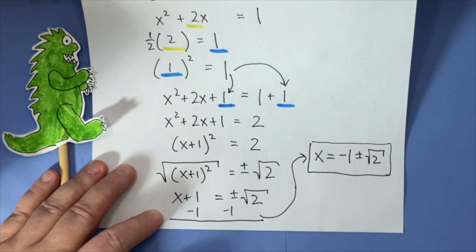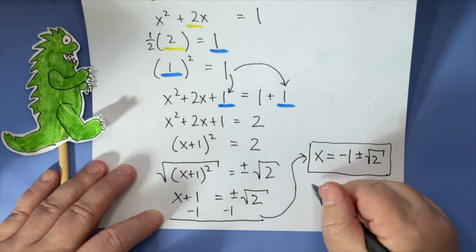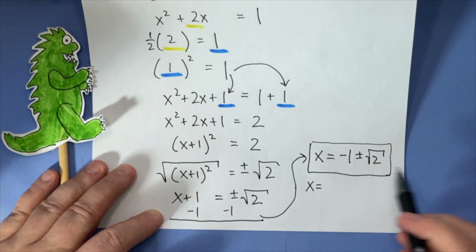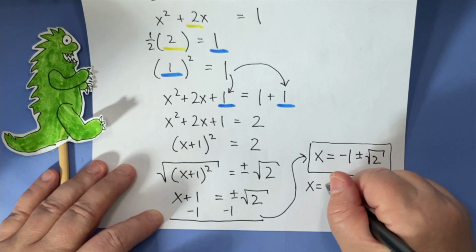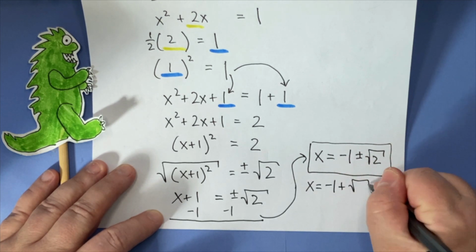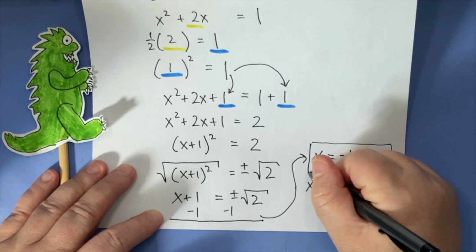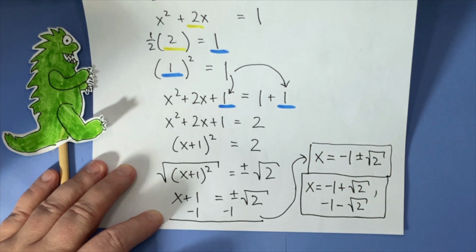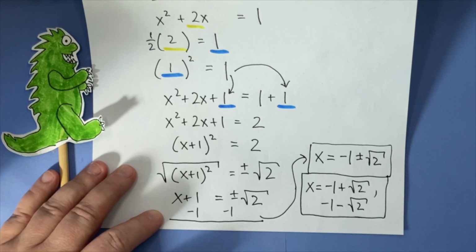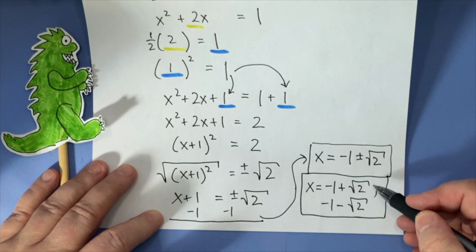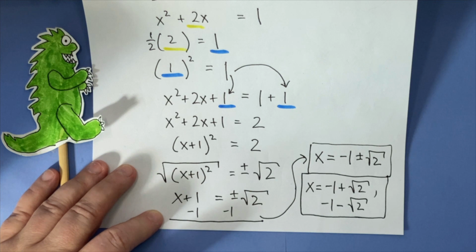Now, what if WebAssign, which it does, asks you to write them out separately? Well, then you write them out separately. There's a -1 plus radical 2, and there's a -1 minus radical 2. Now, for the purposes of this video, I want to keep it under 15 minutes, so I'm not going to show you checking these, but I am honestly happy to check this. If you'd like to see it checked, just let me know.